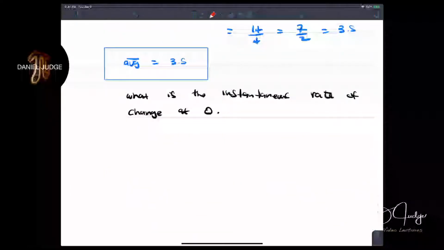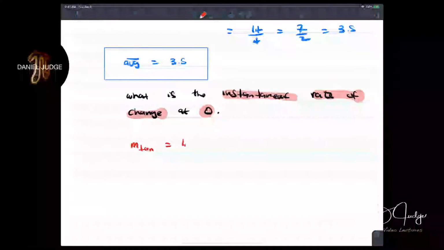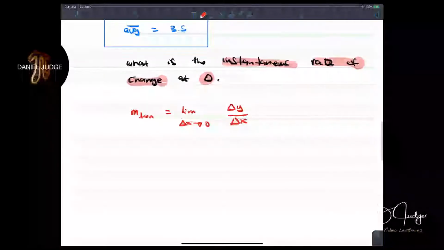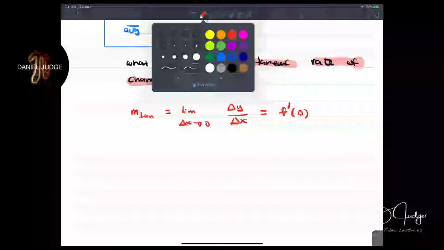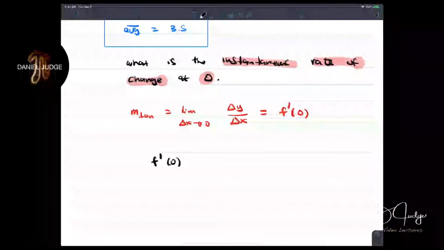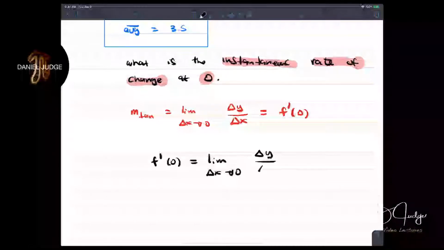So if they say, what's the instantaneous rate of change? And this is really the essence of the course. At that point, 0, m tangent equals the limit as delta x goes to 0. This is the definition. And you might say to me, but we've learned that this is really the definition of the derivative of the function f at 0. So, ladies and gentlemen, this is calculus. This is the same equivalent definition that we've been working with, and that's one of the reasons why I have you work with definitions.